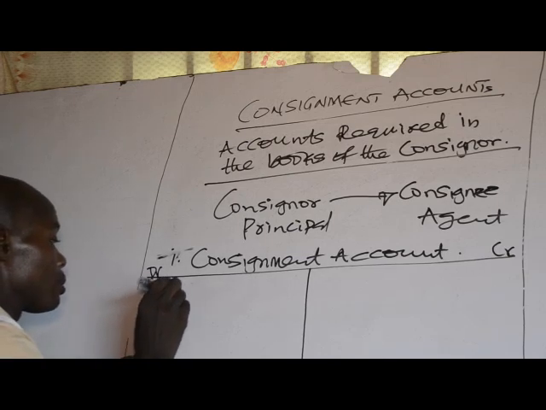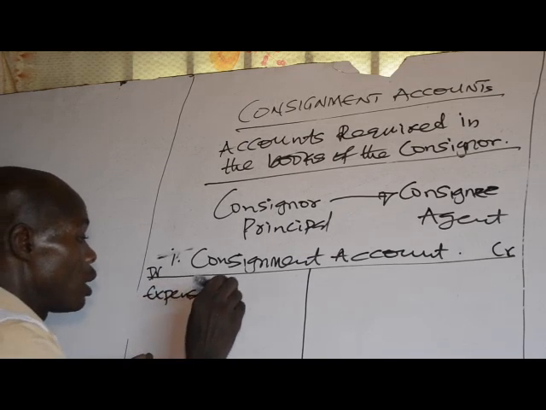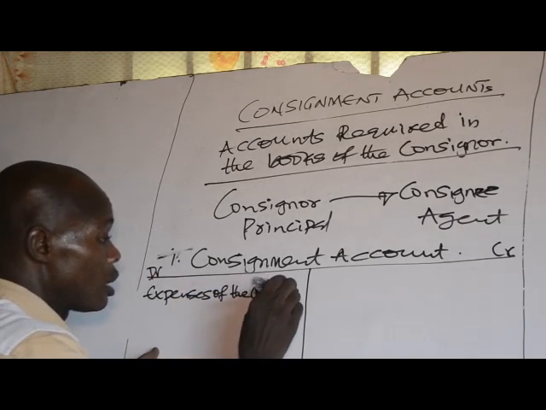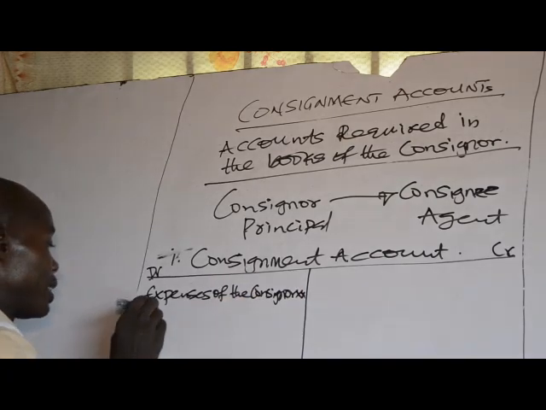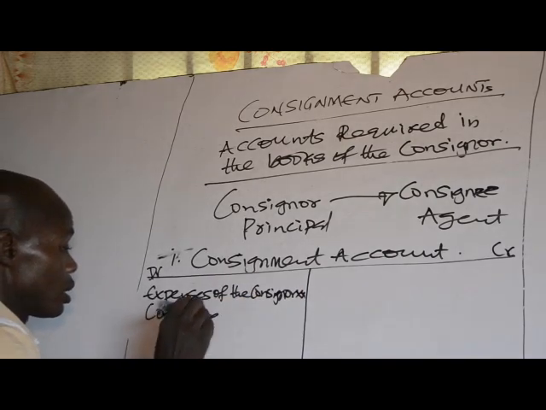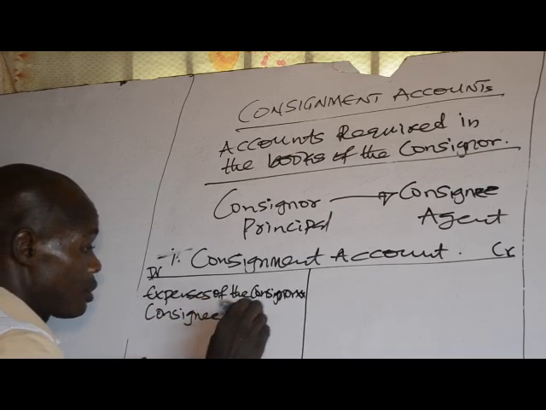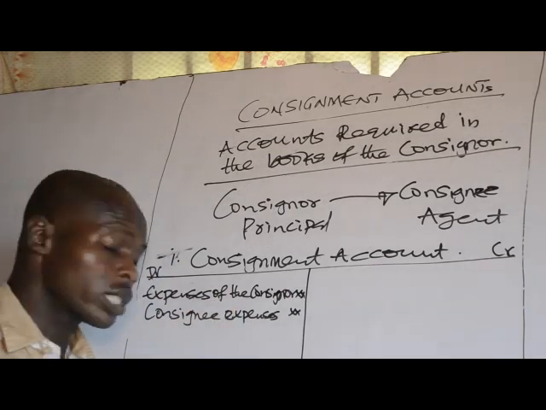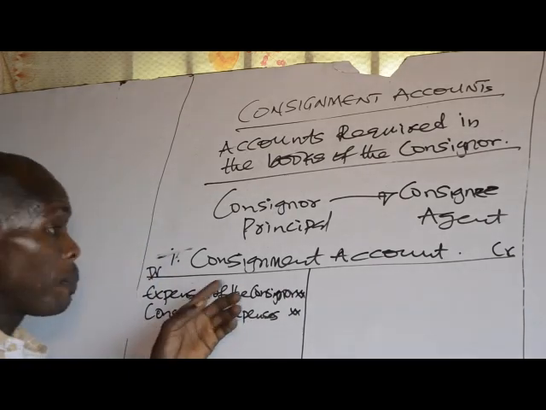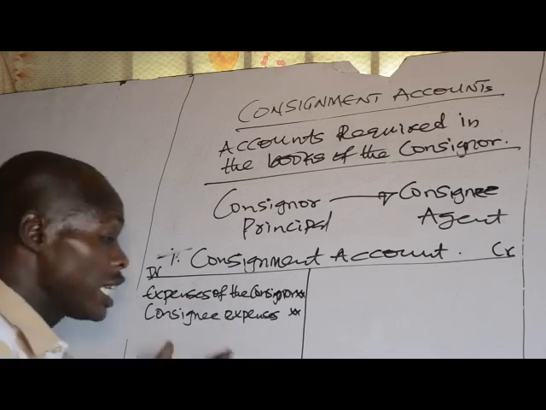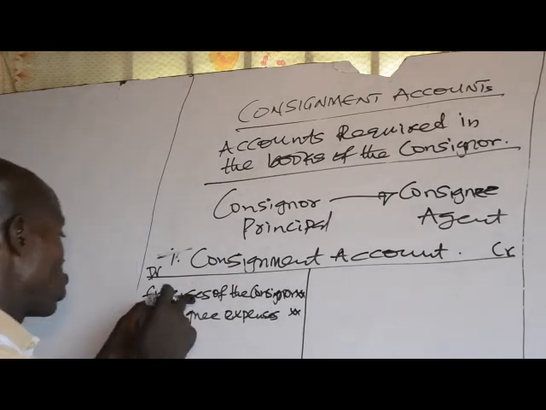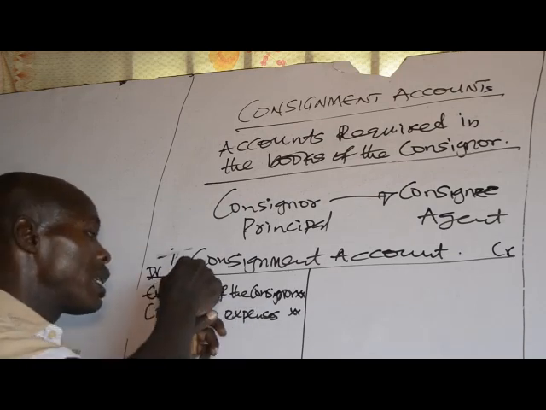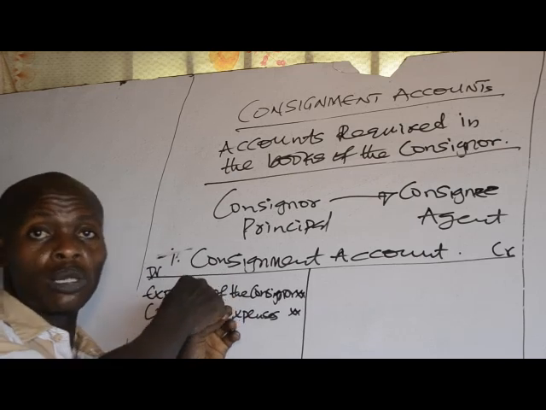Expenses of the consignor, that is, expenses of the principal. Then, consigning expenses as well. I told you that expenses of the principal may include the purchase price or the purchase cost of the goods, some import duties, and some other expenses, insurance. So those ones will be incurred by the consignor. So all the expenses incurred by the consignor, you are going to debit to the consignment account.